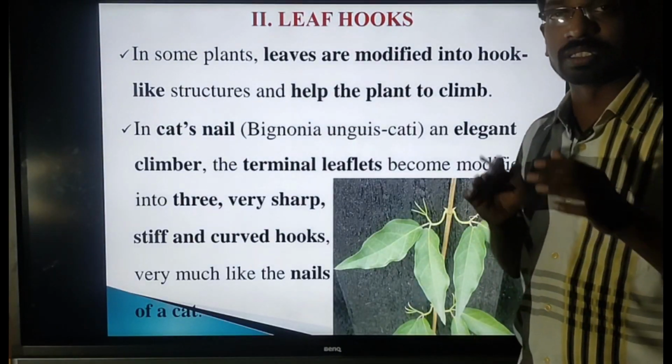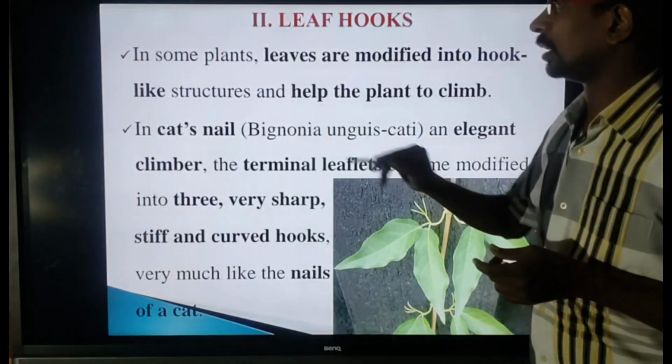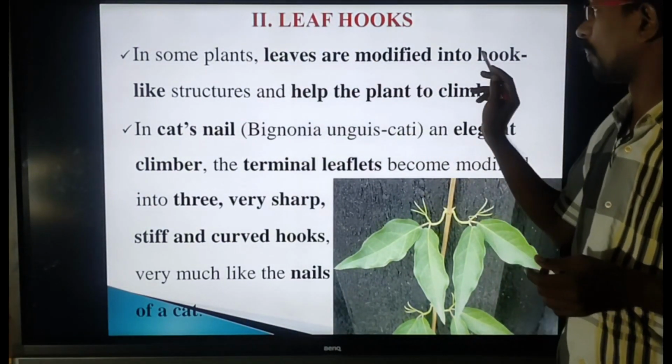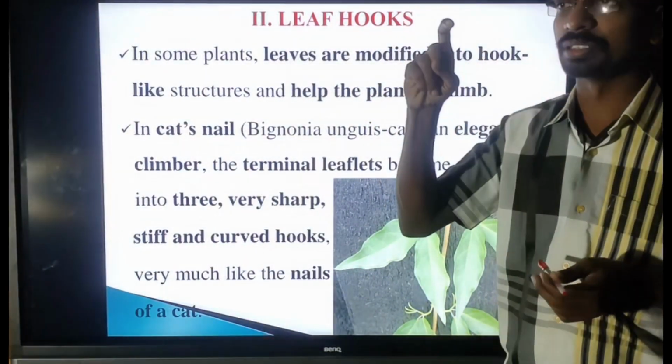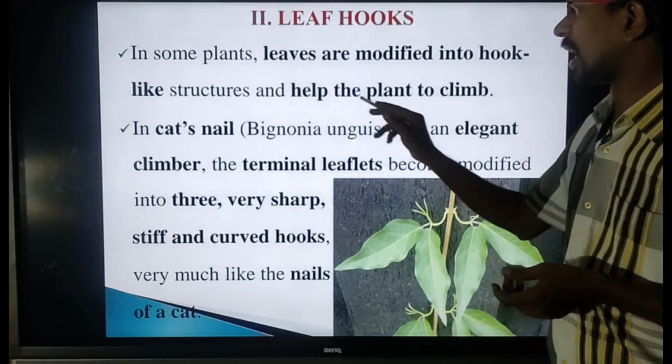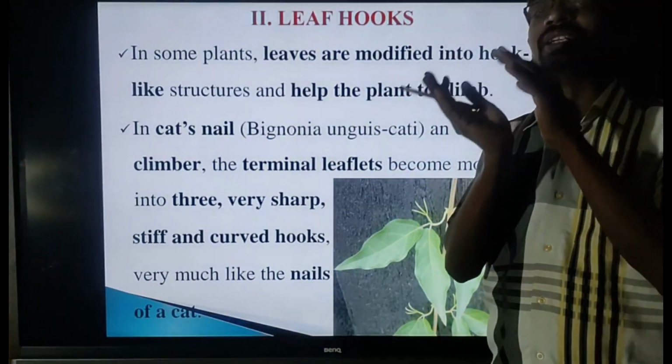Next leaf modification is leaf hooks. In some plants, the leaves are modified into hook-like structures, and it helps the plant to climb. This is also seen in weak stemmed plants.